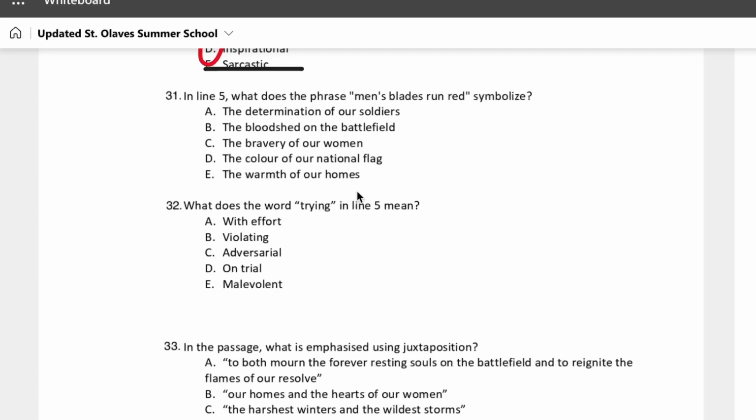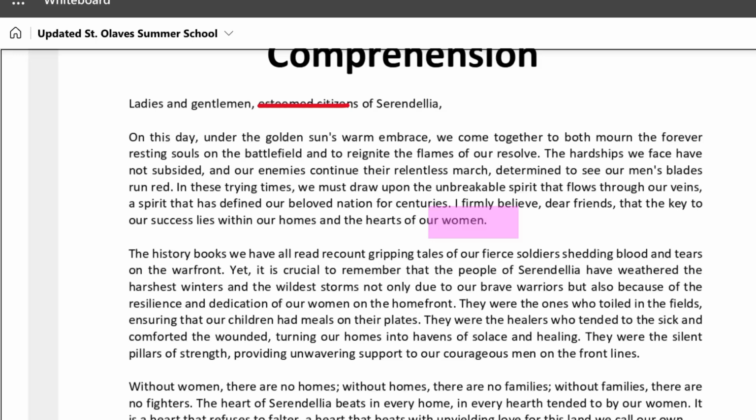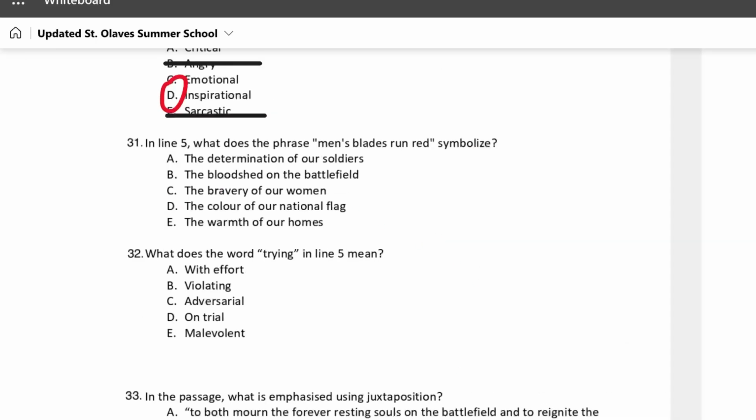Question number 31, in line 5. What does the phrase men's blades run red? So we see here, determined to see our men's blades run red. The hardships we have not decided on, we continue. So the enemies are continuing their relentless march, and they're determined to see the men of Serendelia, their blades run red, which means they are losing a lot of blood in battle. So this is talking specifically about the battle and enemies. It's about the bloodshed on the battlefield.